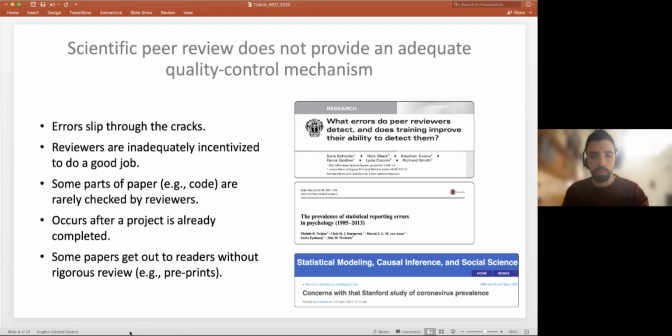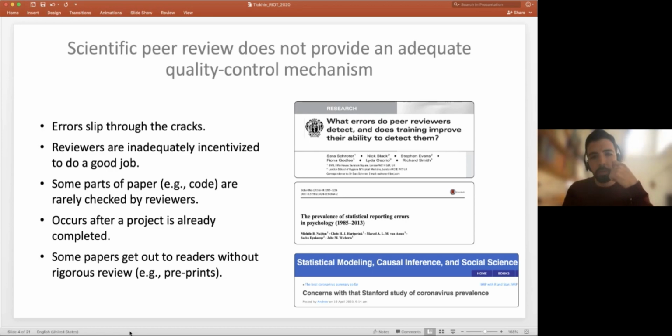And people do detect some things, like people are pretty good at detecting when things aren't randomized, but for most errors, most people do not detect them. In this paper, they introduced 9 major errors, and on average, people would have detected about 2.5 of these errors. So there's a lot of room for improvement here.